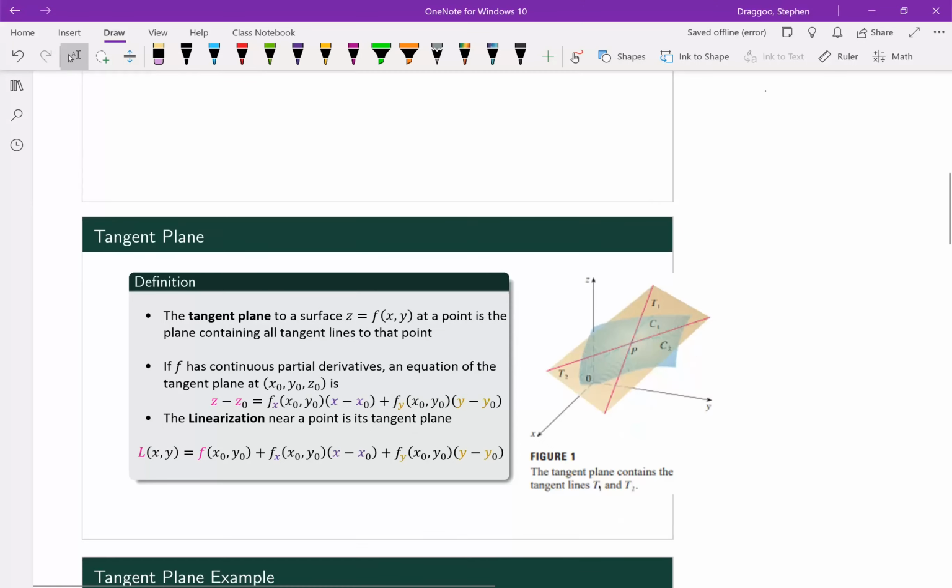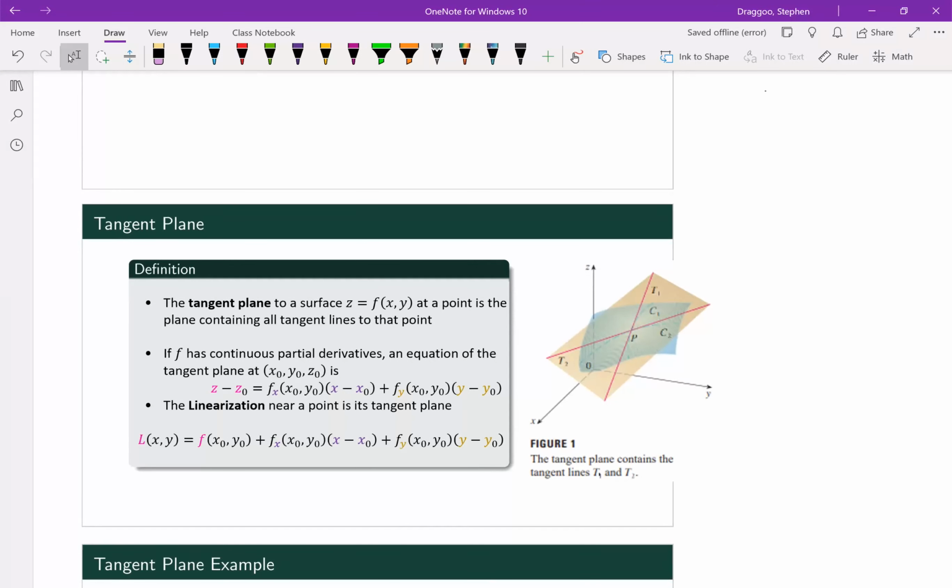But let's start off with the definition of a tangent plane. What we want to do with our tangent plane is sort of extend the idea of a tangent line from Calc 1 that we had in just a plane. We can look at some curve and find its tangent line, and extend that out to a tangent plane that exists in 3-space. So our definition for the tangent plane to some surface at some point is going to be a plane that contains all of the tangent lines to that point.